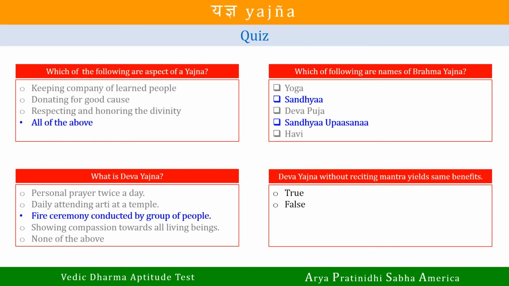You are doing good. Here is the final question. Dev Yajna without reciting mantra yields the same benefits. True or false? Dev Yajna purifies the environment and our soul. Reciting mantras during Dev Yajna results into spiritual benefits. So not reciting mantras would mean we won't reap spiritual benefits. Hence, that statement is false.